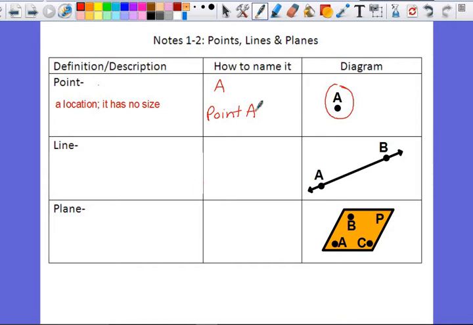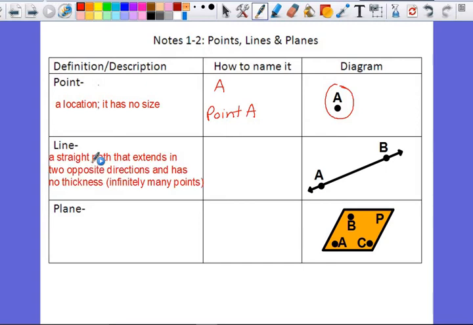All right. We have a line next. A line is a straight path that extends in two opposite directions and has no thickness. Remember this, it has infinitely many points. That will come up here in a little bit as well. So a line represented over here to the right, you'll notice that it has arrows on both ends. If it does not have arrows, it would not be considered a line, which we'll get to here in a little bit. So when we go to name it, there's a few ways that we could name this.